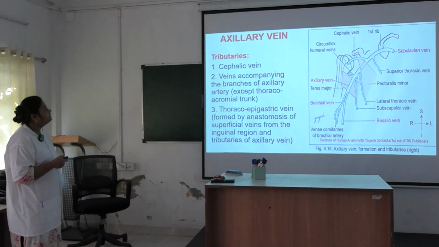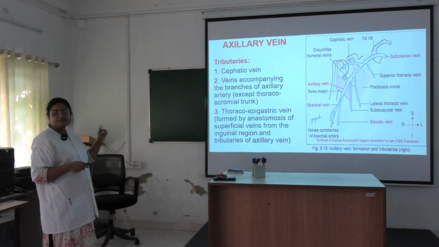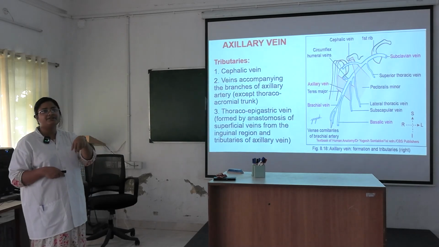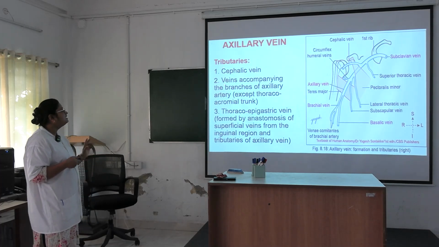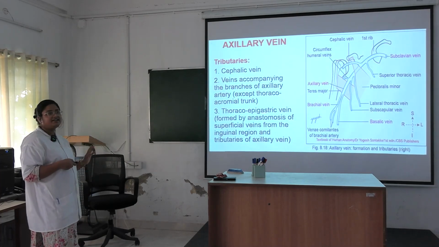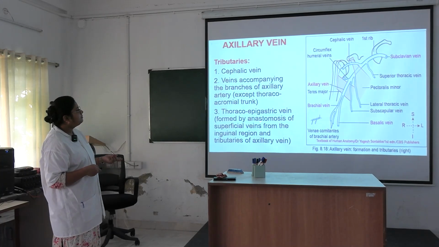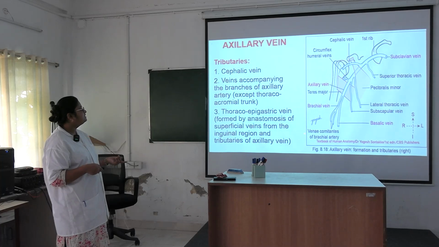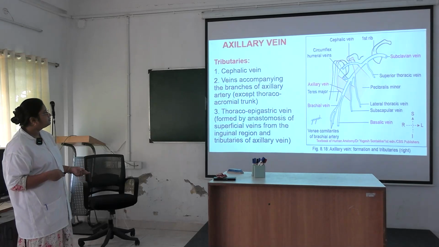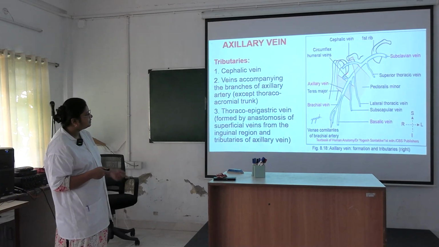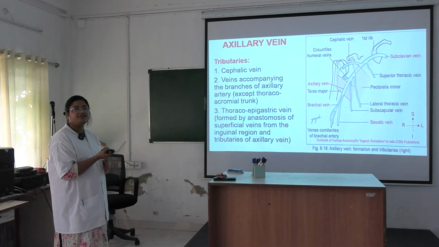Next we go to the tributaries of the axillary vein. Yesterday you saw the cephalic vein was going to drain into the axillary vein, okay. So, tributaries are the cephalic vein, veins accompanying the branches of the axillary artery except the thoracoacromial trunk. Thoracoepigastric vein, formed by anastomosis of the superficial veins from the inguinal region, is also a tributary of the axillary vein. Okay, so this vein has not been shown here. This is lying in the abdomen actually. From here it is coming and joining.